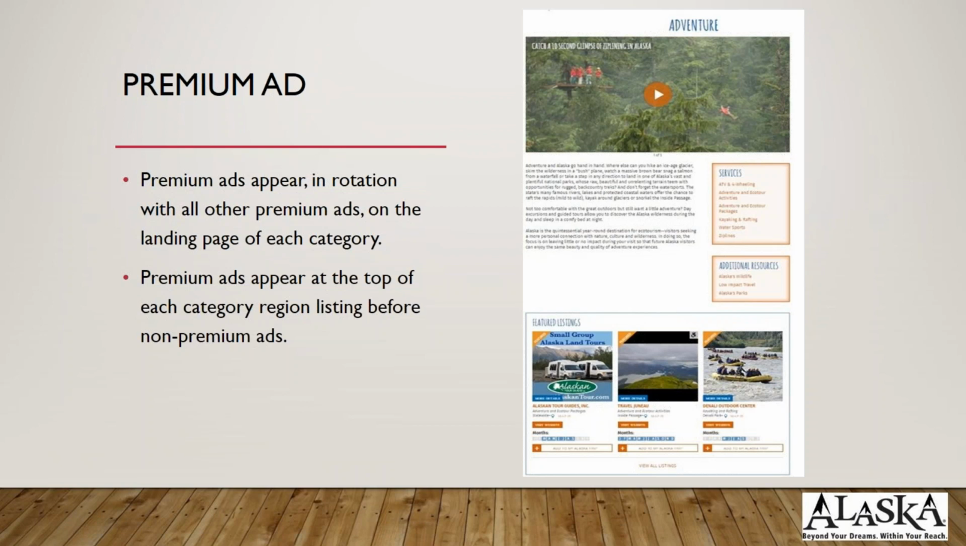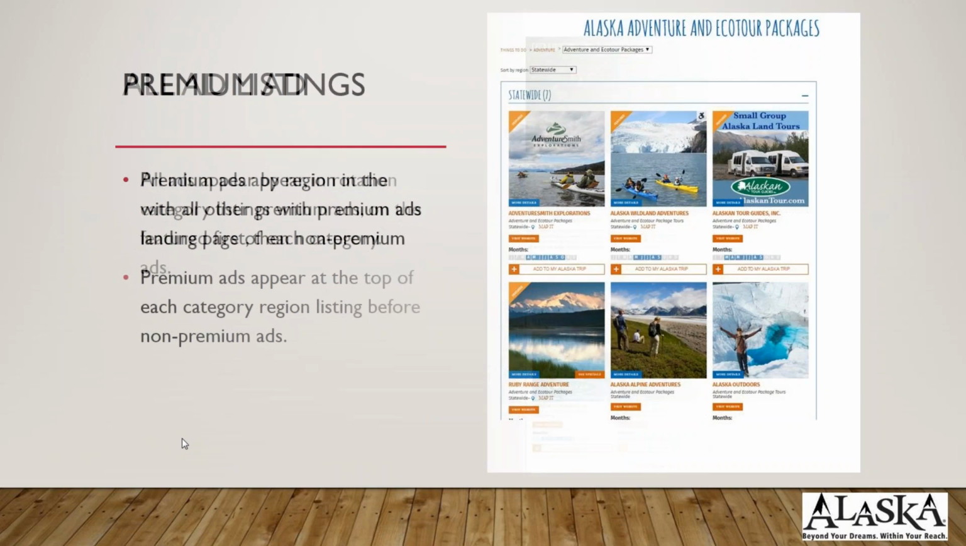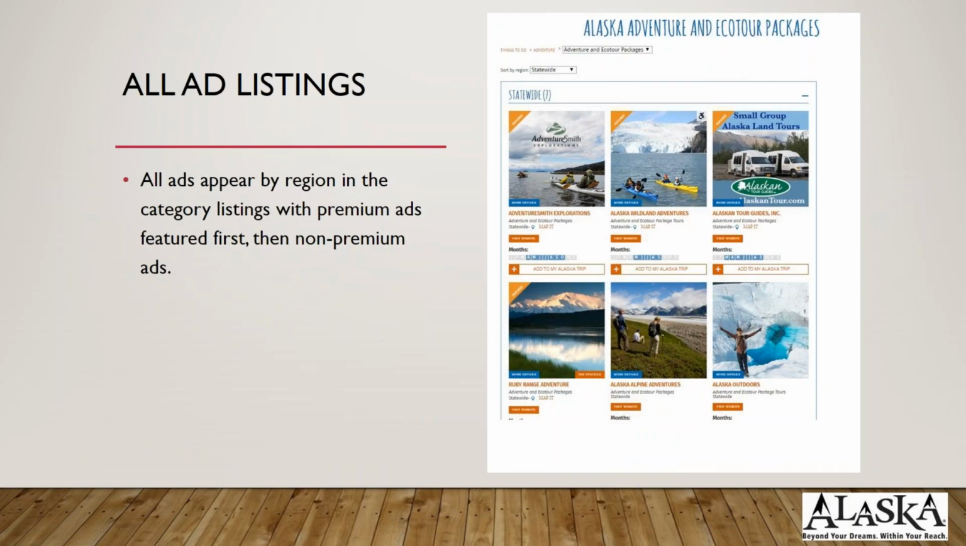So what I'm showing you here on the right is the landing page for Adventure. And lower on the page, you'll see the 3 featured listings, which are the premium ads that are rotating on that page. Now, all ads appear in the category listing that you see here on the right. Now, ads appear in the order of premium ads first, in alphabetical order, and then non-premium ads in alphabetical order.